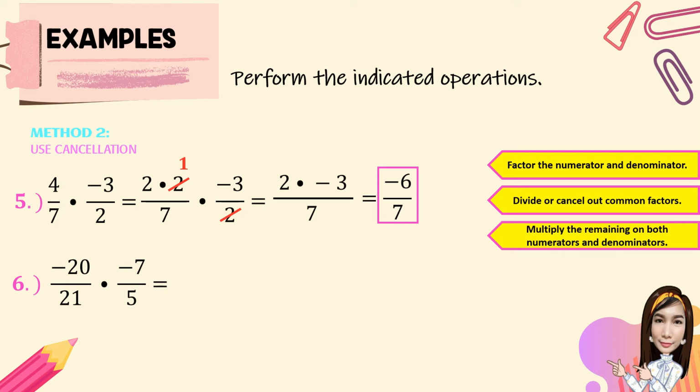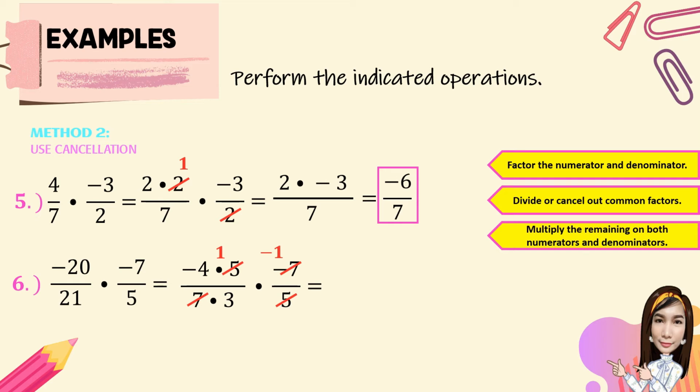Now, to avoid looking for the greatest common factor of the bigger numbers, we can use the cancellation. So first, we're going to factor the numerator and denominator. So negative 20 is equal to negative 4 times 5. 21 is equal to 7 times 3. So we just copy negative 7 over 5 because they are prime numbers. Then divide or cancel out common factors. We have 5 divided by 5 is equal to 1. Negative 7 divided by 7 is equal to negative 1.